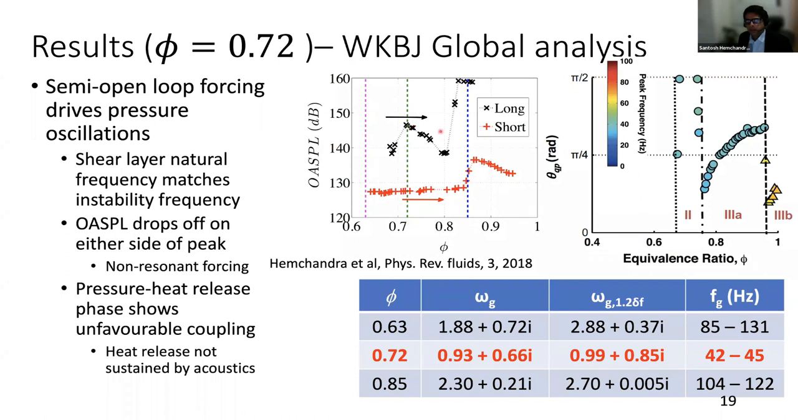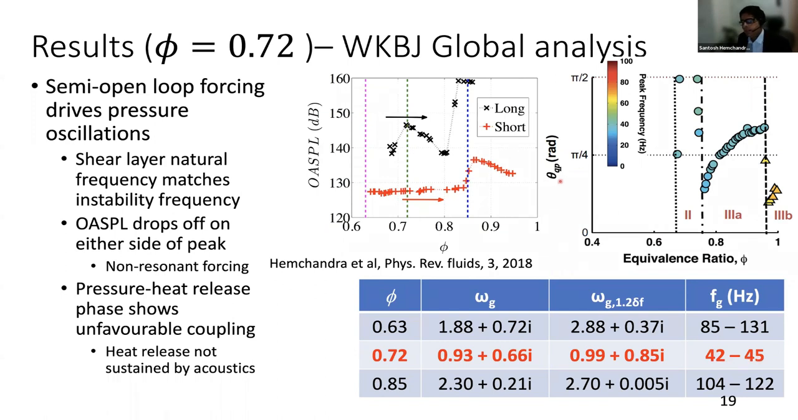And you see, as you move off in equivalence ratio in either direction, the amplitude decays. And that's simply because as you move off and you change your equivalence ratio, you move the flame stabilization location, that will then change the natural frequency of the shear layer. And so you get non-resonant forcing on either side. So that's why you get this sort of peak behavior. And the peak happens because you're really close to the acoustic mode here.